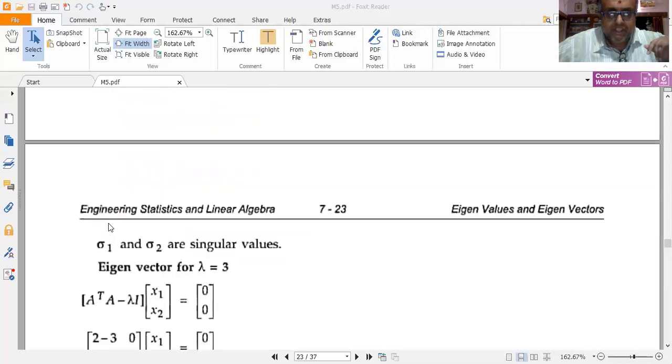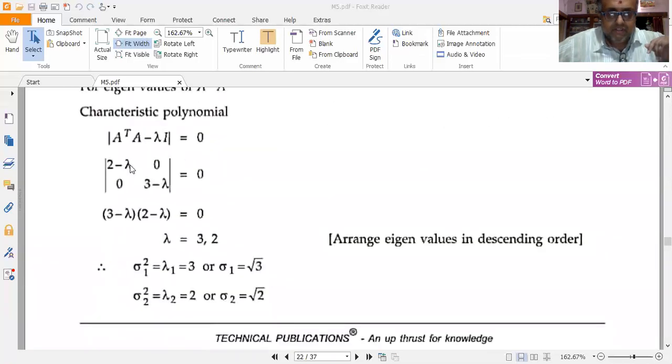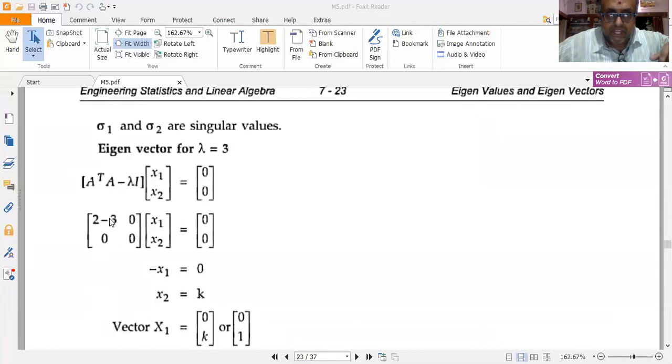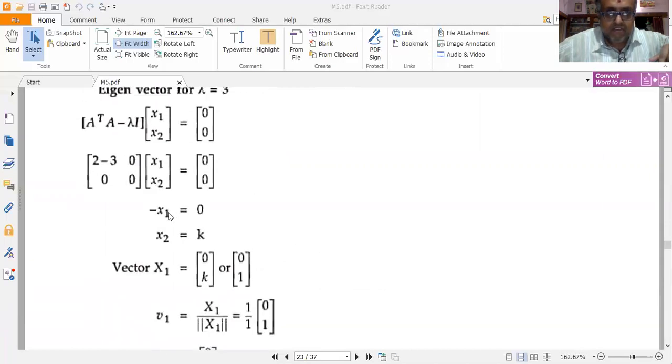So substitute lambda equal to 3 into the corresponding equation. I am substituting into a matrix because I am finding the eigenvector. So 2 minus 3, 0, 0, 3 minus 3, I get [-1 0; 0 0] times [x1; x2] is equal to [0; 0]. So I have minus x1 is equal to 0, and 0 into x1 plus 0 into x2 is equal to 0.